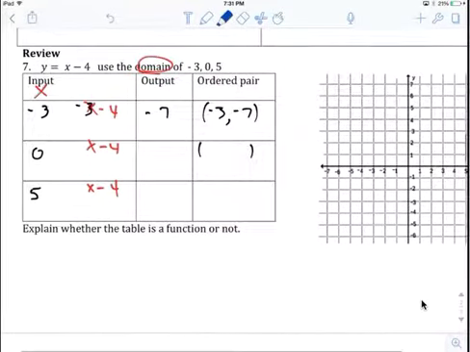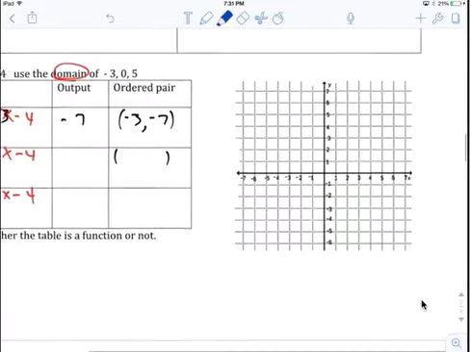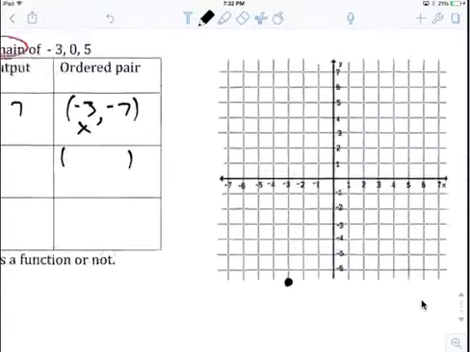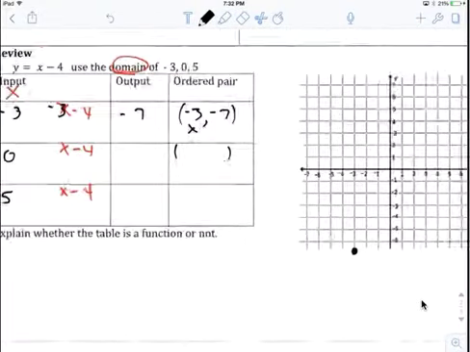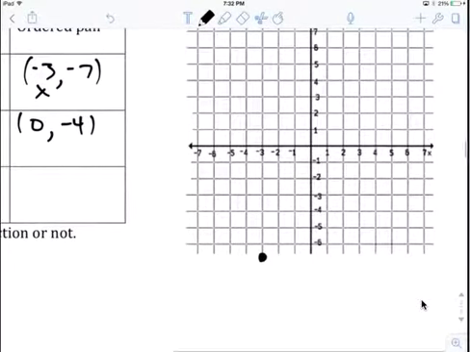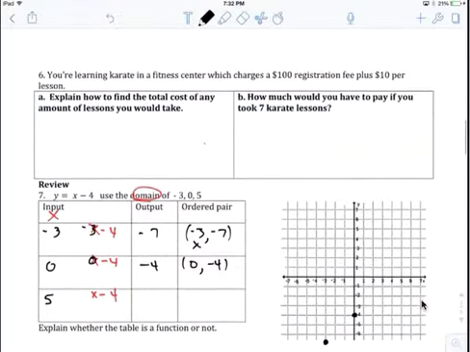Alright, in this table we did a lot of this. Most of you are very good at this. Now you just need to graph. Make sure you graph with the x first. Negative 3 and then negative 7 down here. And then 0 minus 4 is negative 4, so 0, negative 4. Now be careful how you graph 0, negative 4. It's right here. Okay, and then you graph that.